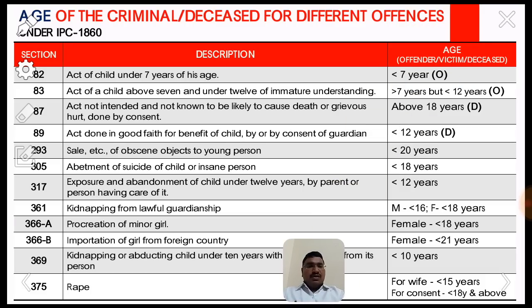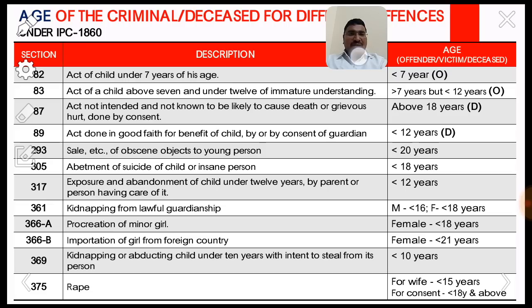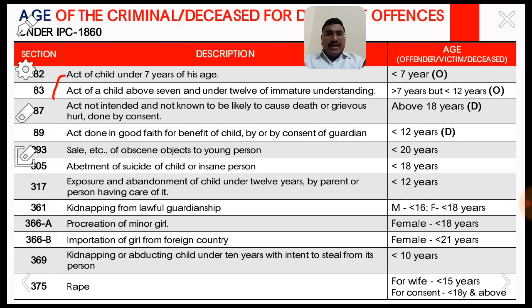Next, I have compiled this table which speaks about the age of the criminals or deceased persons or victims for different offences under IPC 1860. Just for understanding, I have compiled all these. According to section 82, act of child under the age of 7 years is the description of this section. Here the age is mentioned as less than 7 years. If any offence is committed by a child below the age of 7 years, it is not at all treated as an offence. There is no offence if such offence is committed by a child whose age is below 7 years.